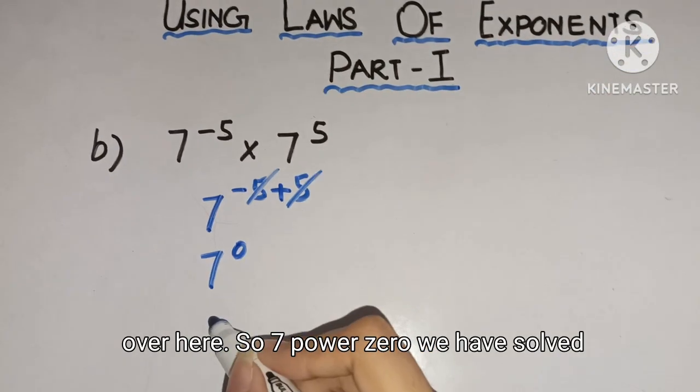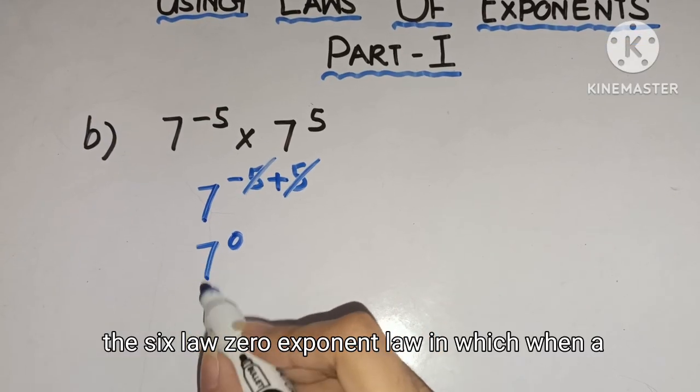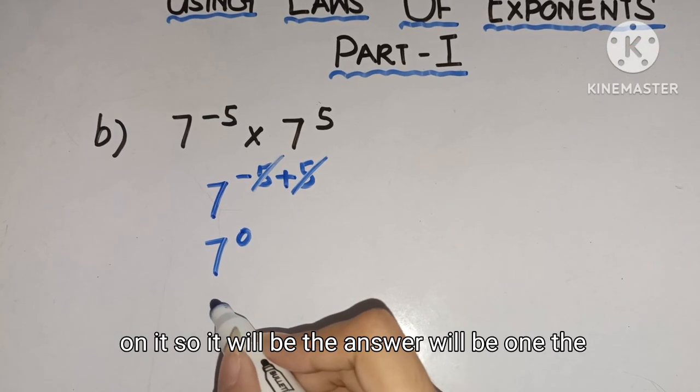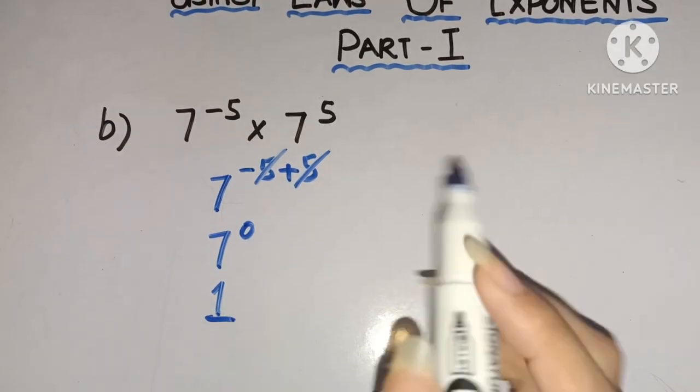So 7 power 0. Here we use the 6th law, the zero exponent law, in which when a number or an expression has a power 0 on it, the answer will be 1. The whole term will be 1.